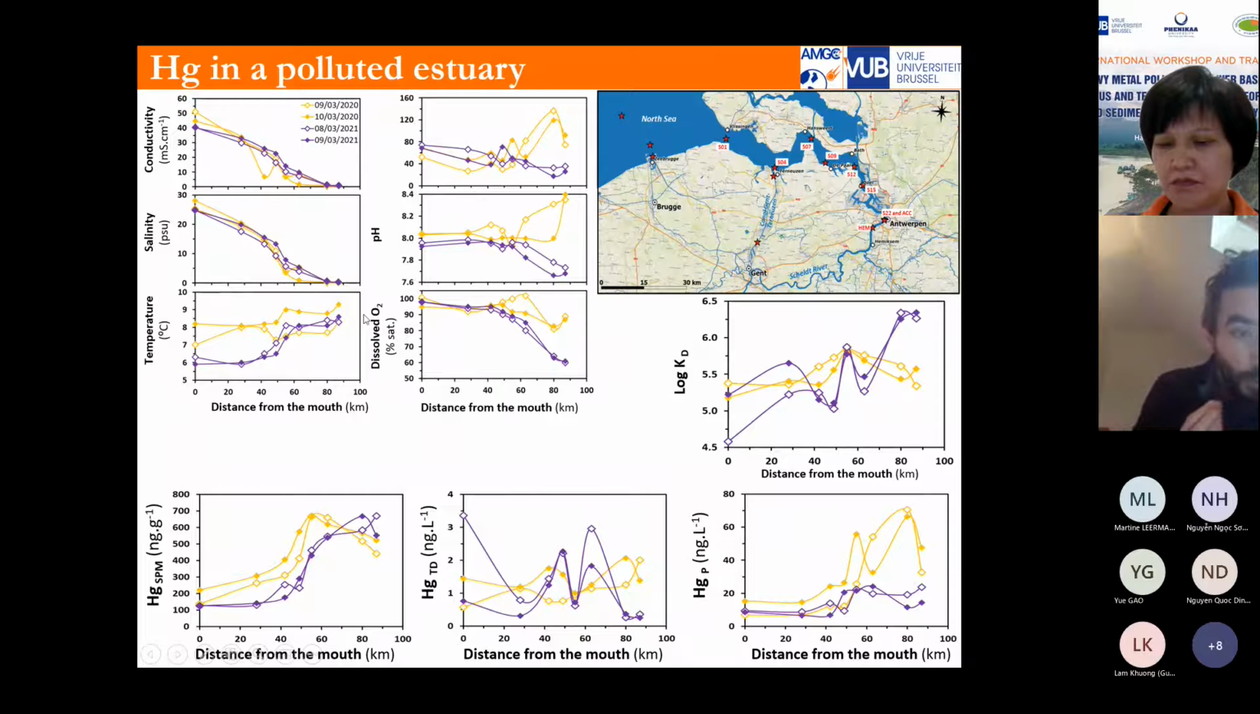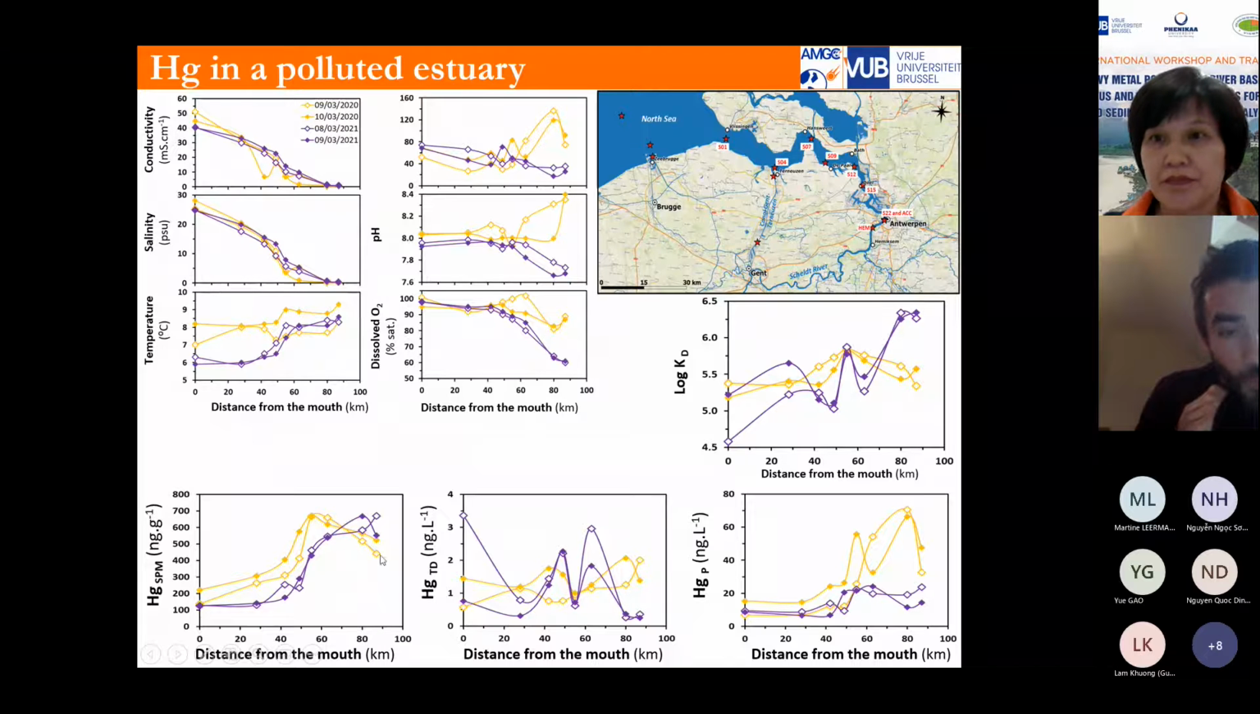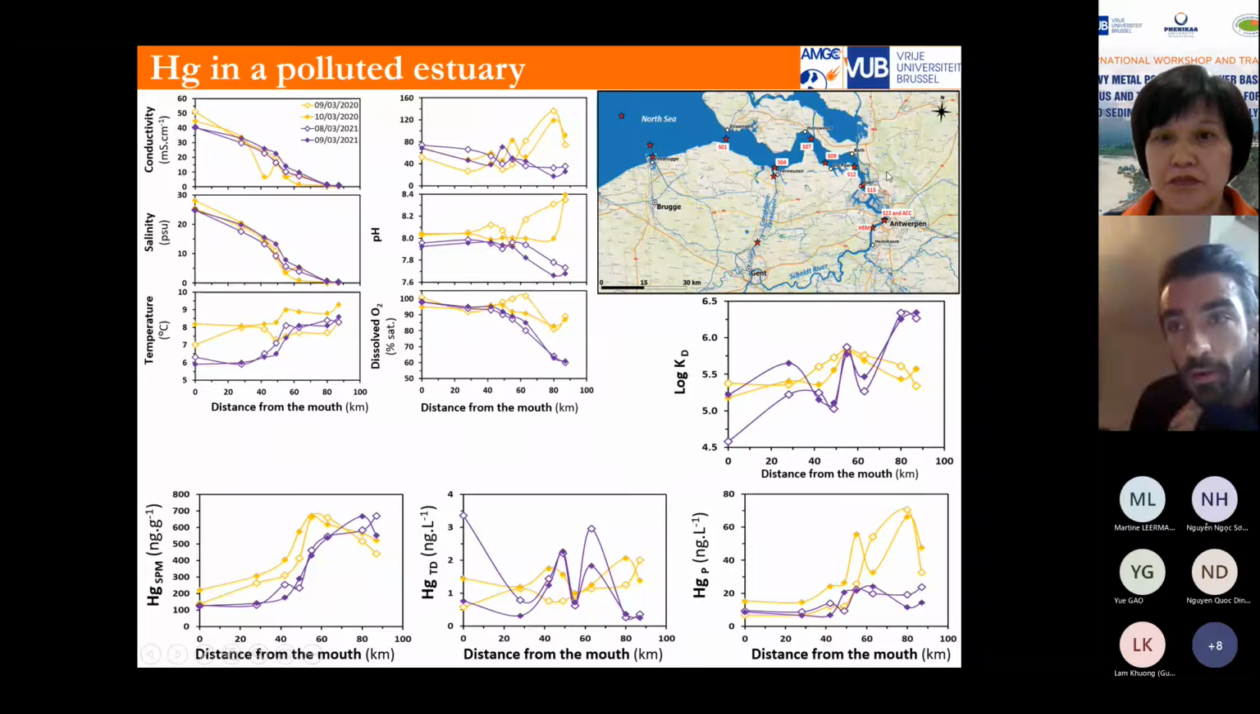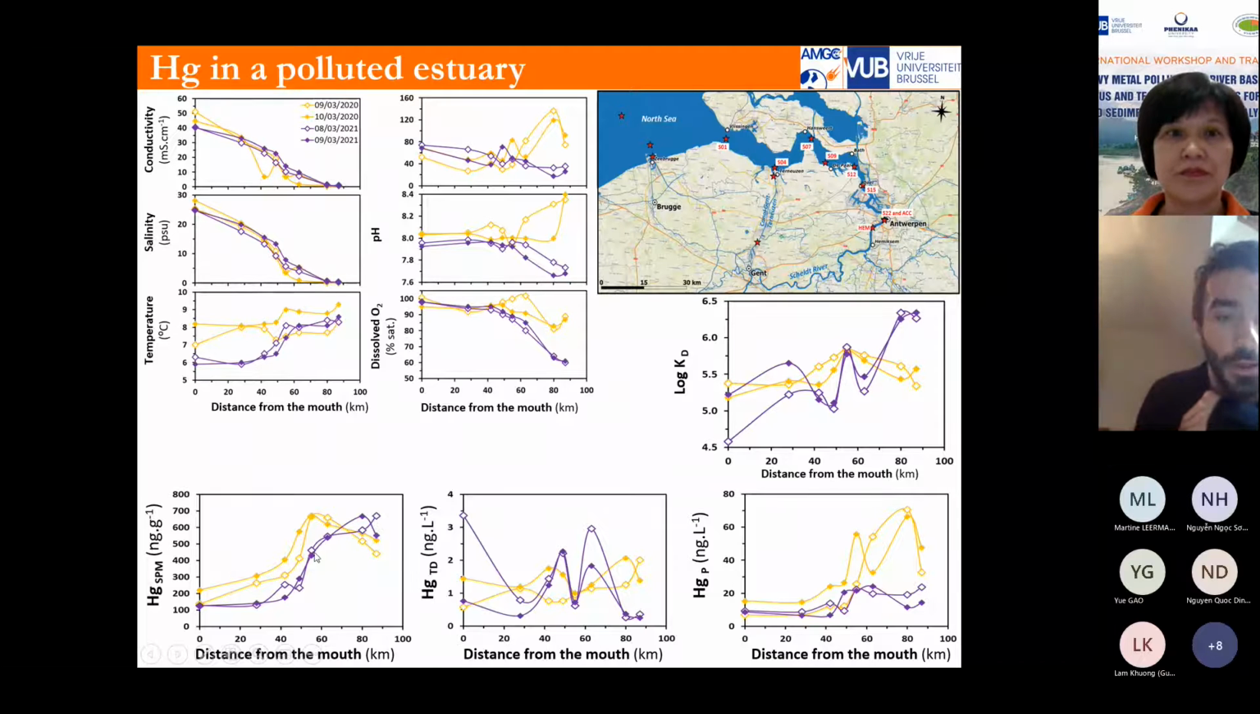And so here is the mercury. So here you have the mercury bound to the particle. So that's the concentration of mercury on a particle. And you can see that it's quite high upstream and decreases sharply in the middle of the estuary to reach the minimum value in the lower estuary close to the mouth. You can see small differences still between the 2 years, where the peak in 2020 was in the middle of the estuary. Here is what they call the maximum turbidity zone, whereas in 2021 it was highest here in Antwerp and then started to decrease.